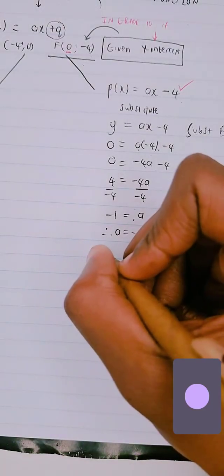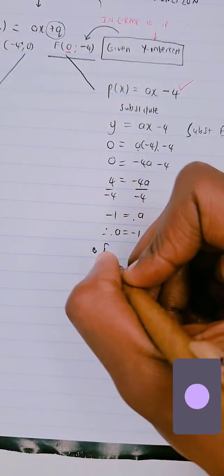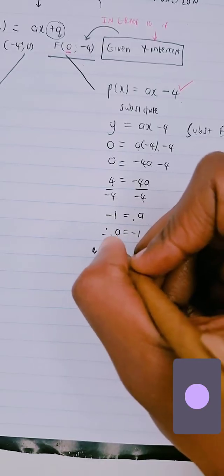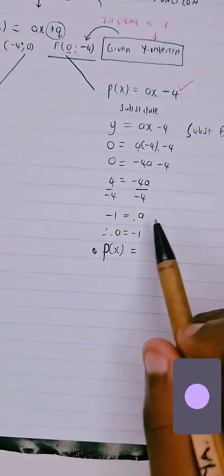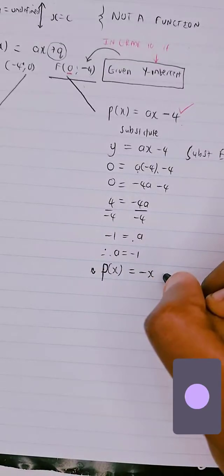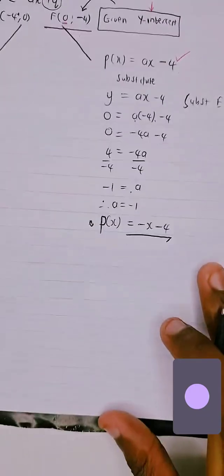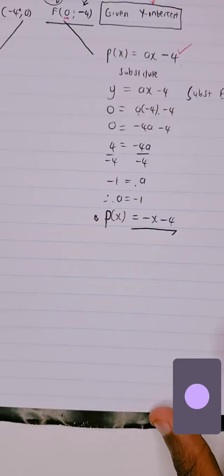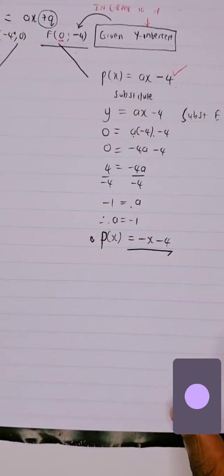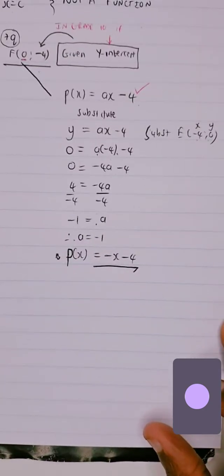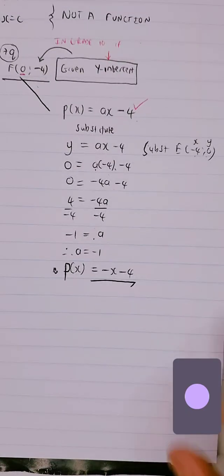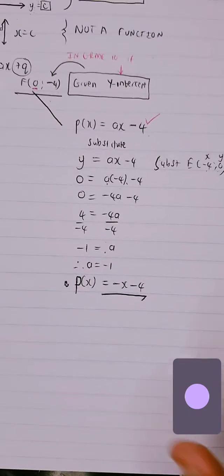You got that one. So therefore we can then write the final equation. P of x is equal to, in the place of a, we substitute negative 1, so negative x minus 4. Done. That is the equation of the straight line. Any questions?